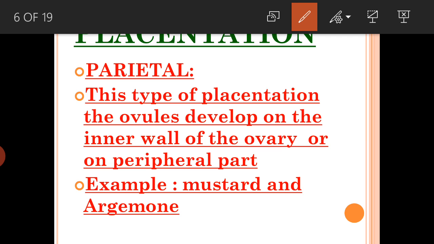Now first let's see what parietal placentation is. In parietal placentation, P you can remember as peripheral. Here the ovules develop on the inner wall of the ovary or on the peripheral part. Examples for this are mustard and argemone.